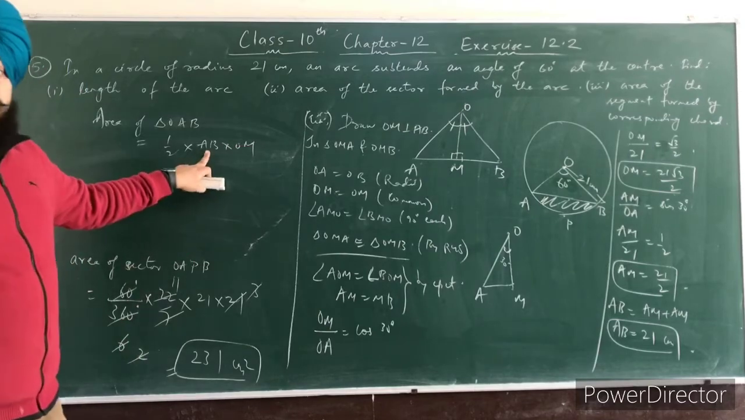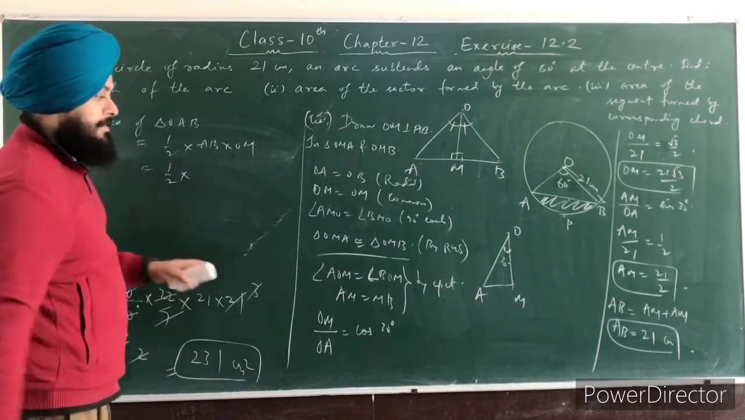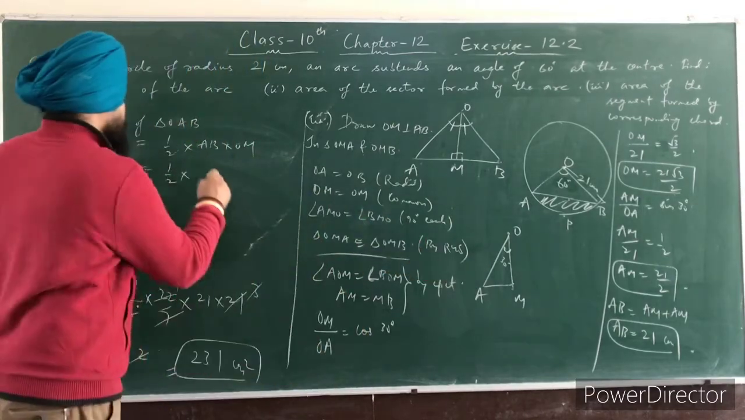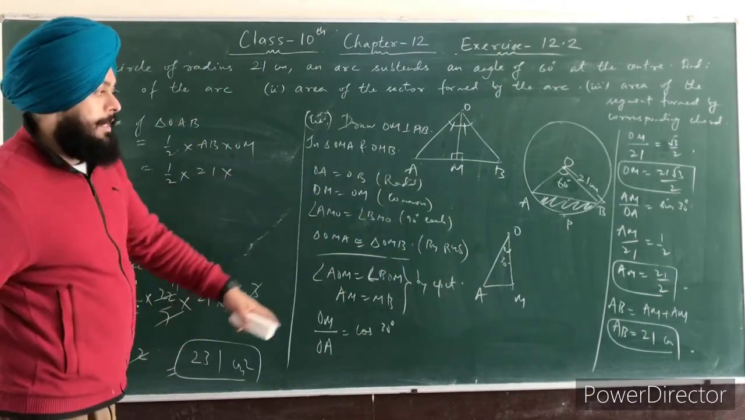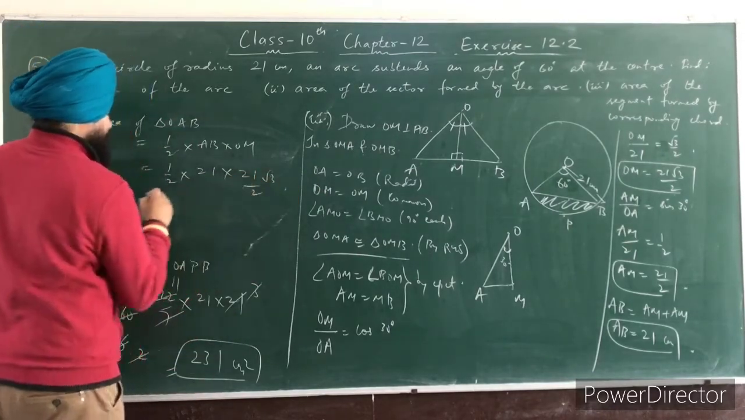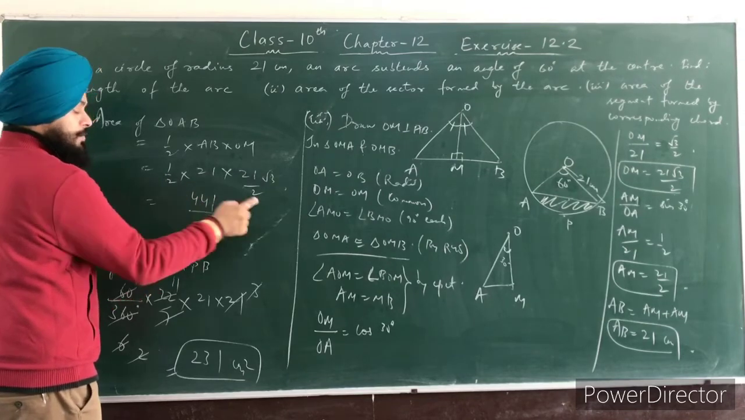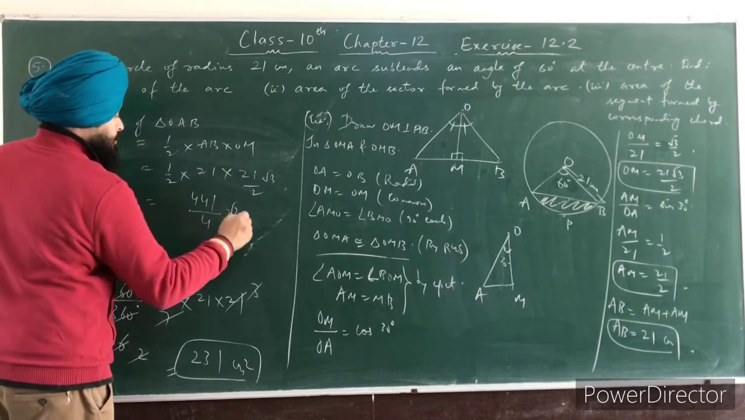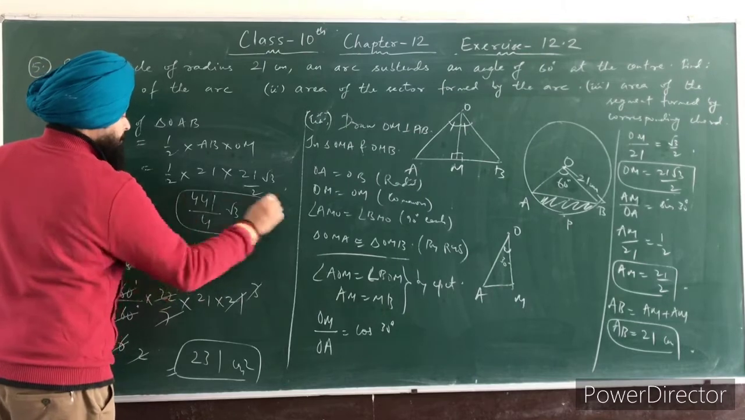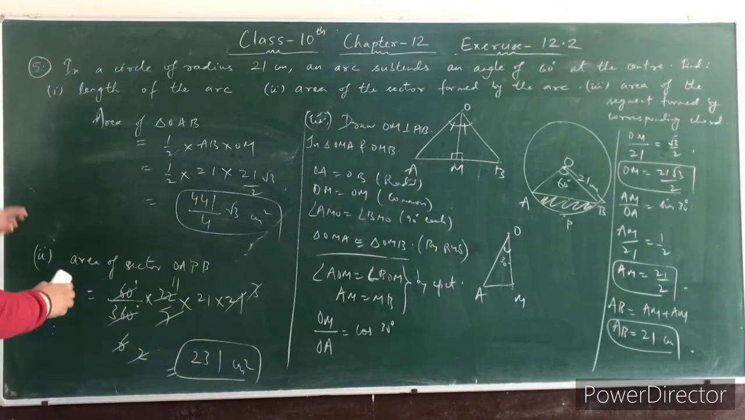So base is AB and height is OM. So base AB is how much? 21. And height is OM, that is 21 root 3 over 2. So 21 times 21 is 441, and 2 times 2 is 4, root 3 centimeter square. So this is the area of triangle OAB.